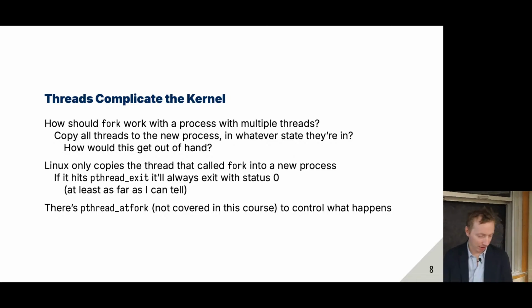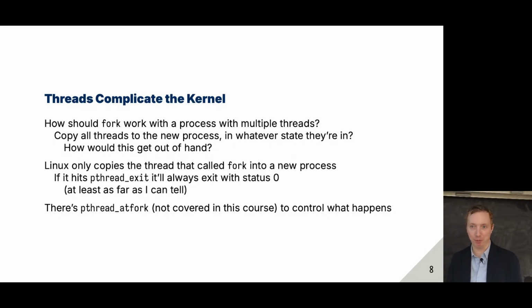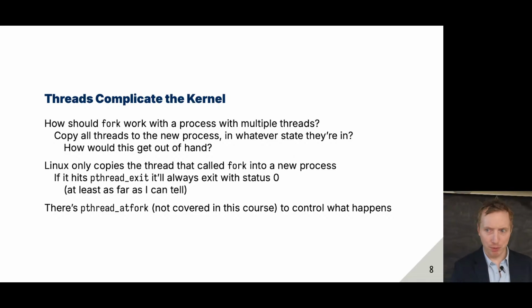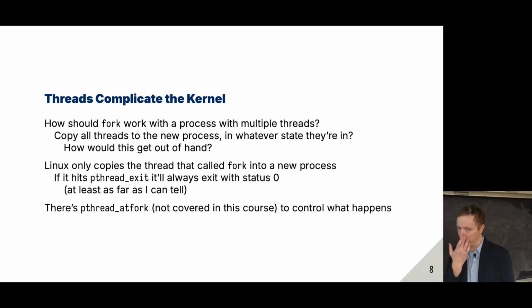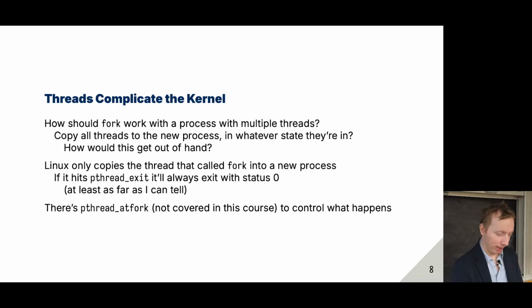Like what state are they in? Just like we call fork, we pause the process, and then whatever state all those threads are in at the time of the fork, the new thread gets them in that state, and then how the hell are you going to control what they're doing? You have no idea what state they're in. That could get out of hand really quickly.